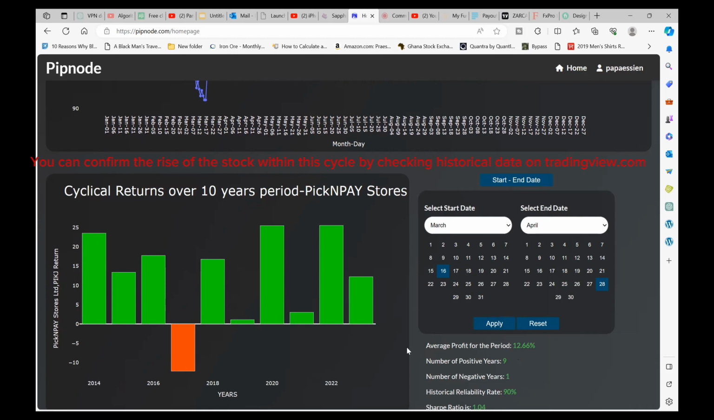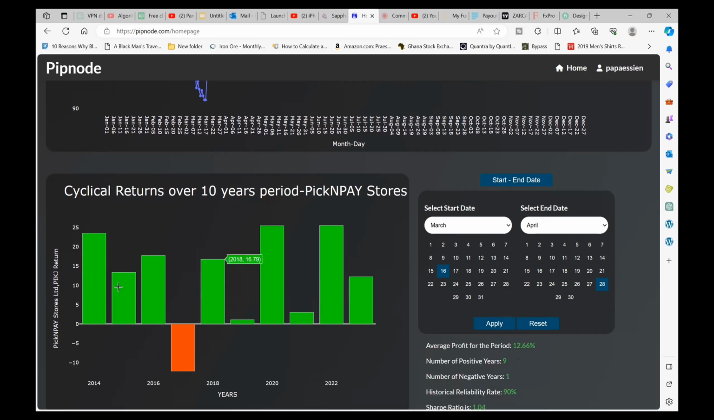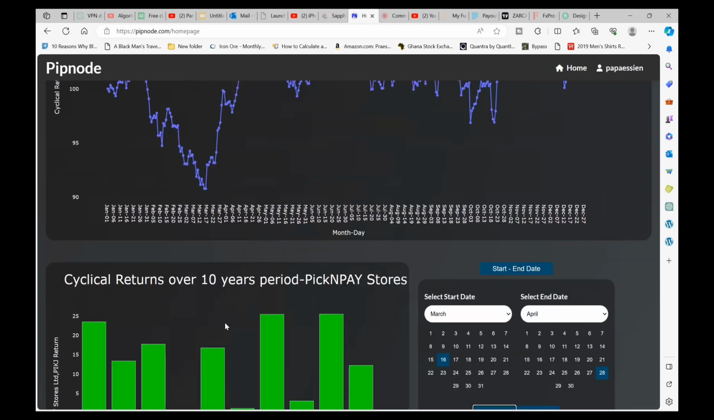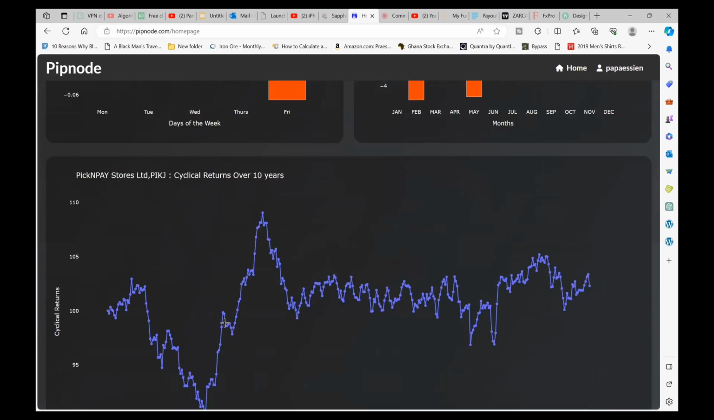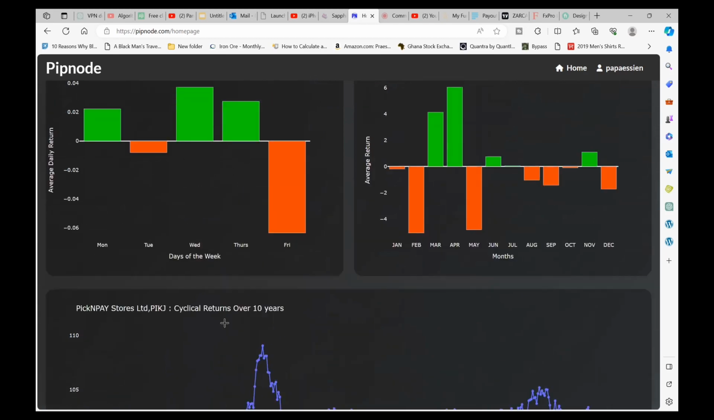And these bar graphs you see here are depicting the profits or losses over the past 10 years. So the green bars are telling you that all these years they were profitable. It was only in 2017 that we had a loss. So this is what cyclical investing is about. And this tool is an excellent tool that's going to help you to be able to spot these trends.